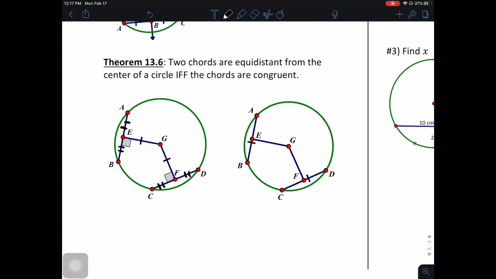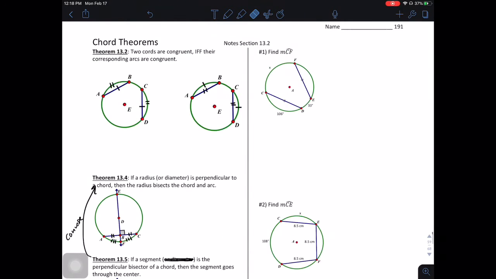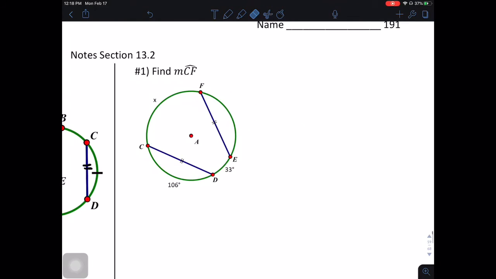Saying this backwards, if two chords are the same length, and I don't like where that mark is, let's say that mark is here, then that must mean these two chords are the same distance from the center. And when that happens, that's going to hit at a perpendicular. Well, let's see if we can put this into practice. Those theorems are a little aloof.